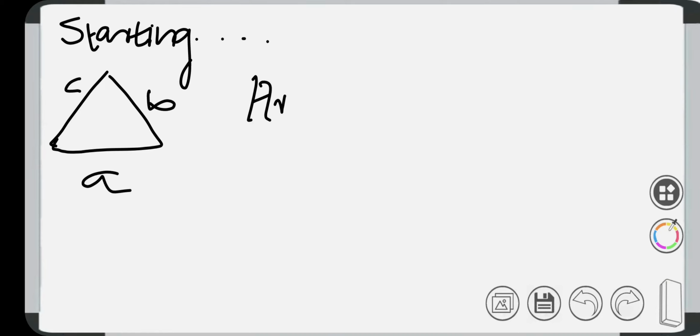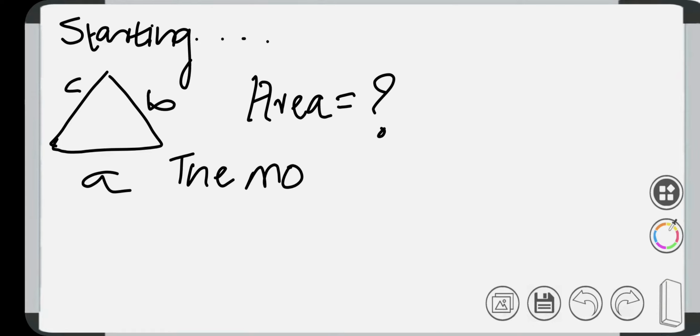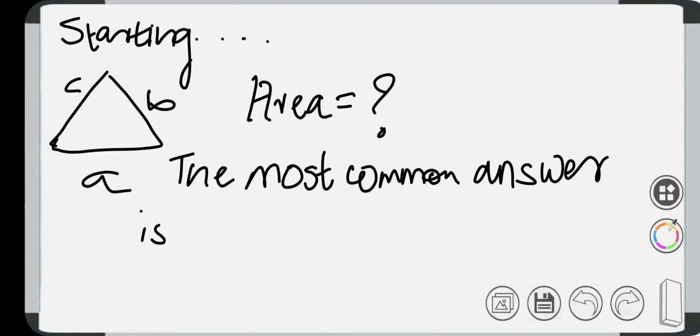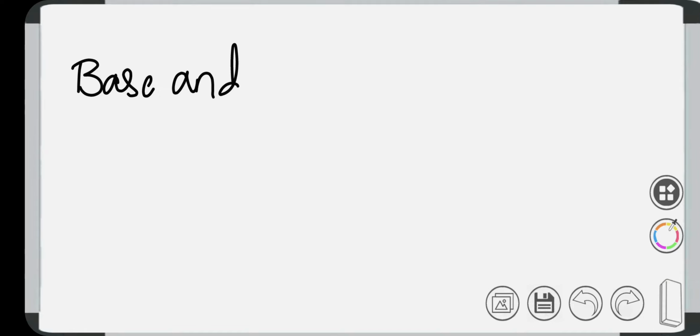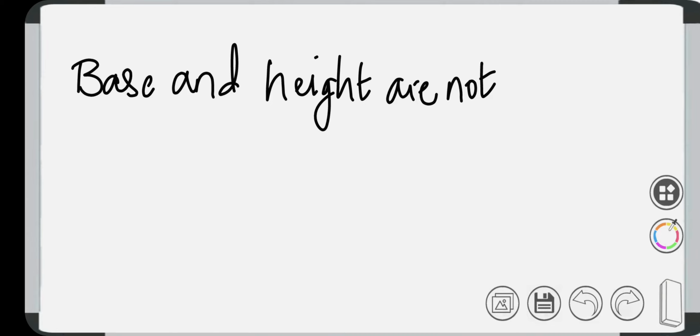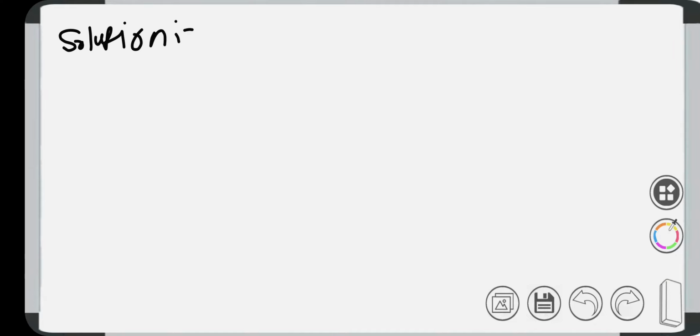What is the area of the triangle? Do you know? The most common answer to this question is half into base into height. Okay, I know the answer is half into base into height. But what if I do not give you the base and height of this triangle? Or even I don't know what the base and height of this triangle are. How will you find the area of this triangle?